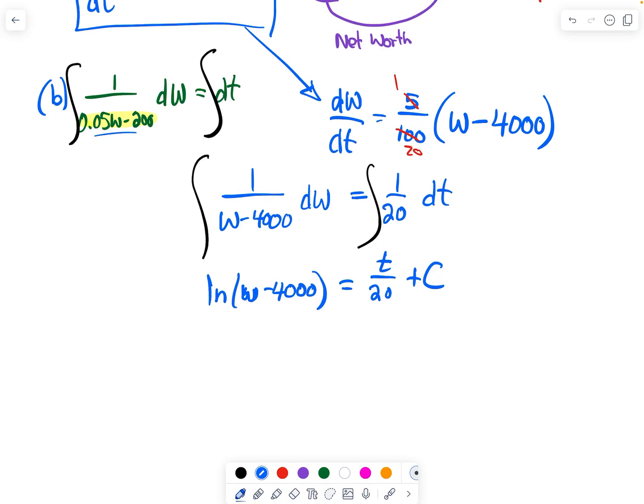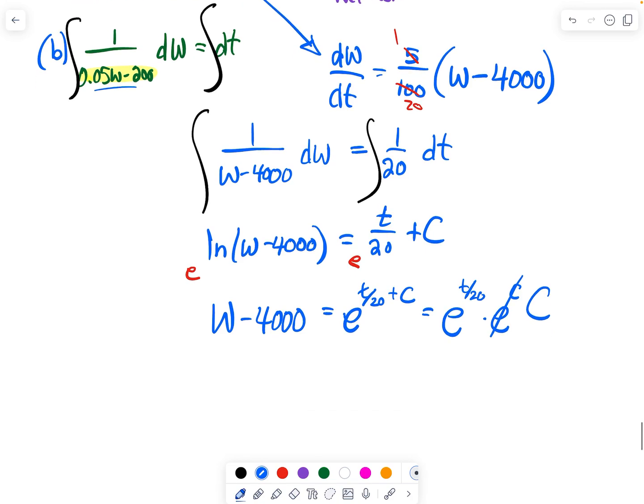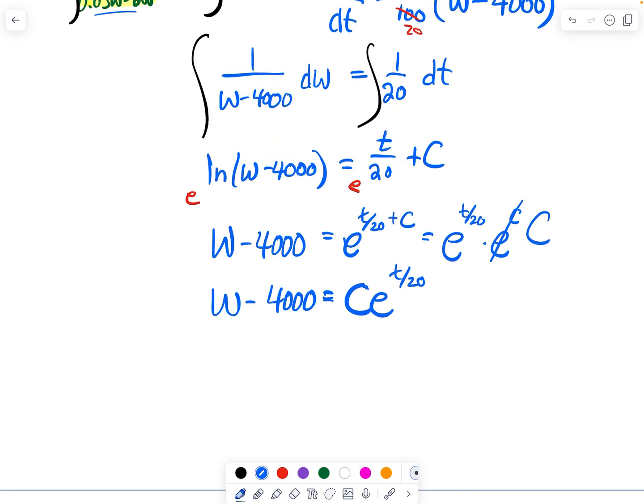Now we have done this quite a bit. We want to isolate W, so we need to take e to the power of both sides, and that means we've liberated W minus 4,000, and we have e to the t over 20 plus c. That is e to the t over 20 times e to the c, and know that e to some constant is just going to be a constant for right now, since we're still in general land. So W minus 4,000 equals c e to the t over 20. This is a standard piece that it resolves to when we're dealing with growth or decay. So W equals 4,000 plus c e to the t over 20. That's our general equation.